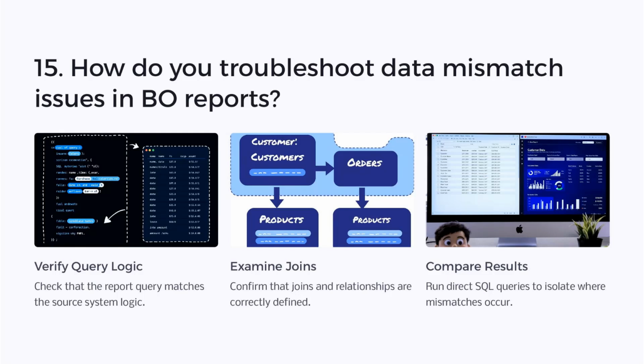Your final question, number 15. How do you troubleshoot data mismatch issues in BO reports? Answer. First, I check the query and confirm it matches the source system. Then I verify joins, filters, and object definitions in the universe. If needed, I also compare the report output with a direct SQL query to isolate where the mismatch is happening.